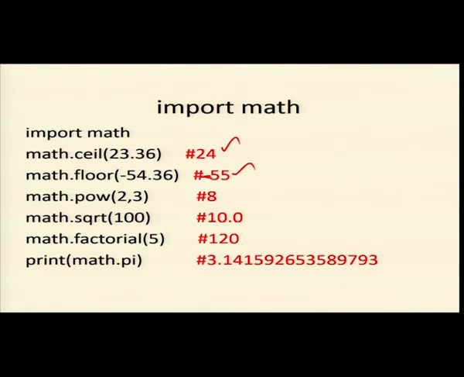Then math dot pow of 2 comma 3, as I have said a few minutes earlier, will be printing 2 cubed. 2 cubed is nothing but 8.